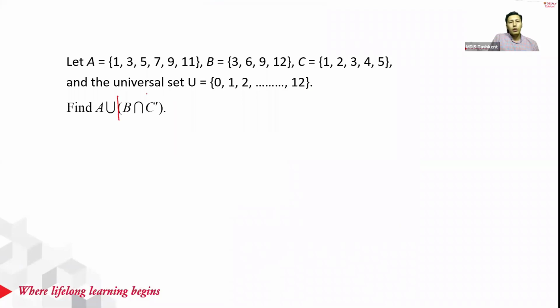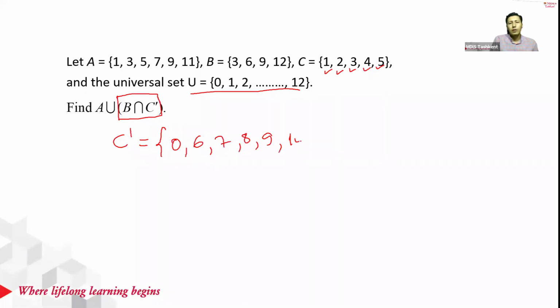Okay, find this one. So we should find the bracket first. For that we need complement of C. So from U we take out elements of C. So what's left inside? 0, sorry, 1 is gone, 2 gone until 5. So 6, 7, 8, 9, 10, 11, and 12. This is complement of C.